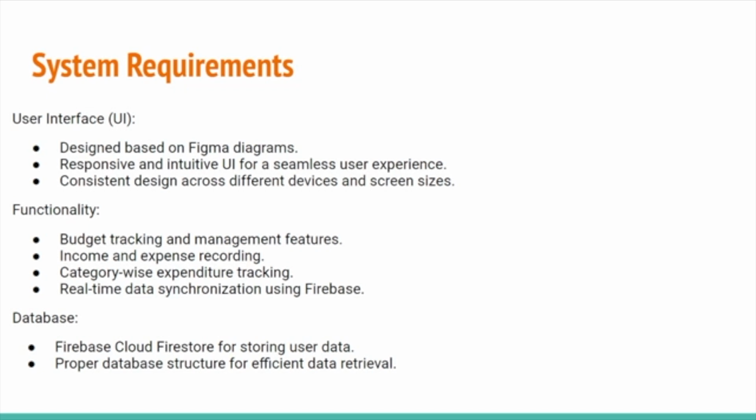Our app is equipped with robust budget tracking and management features, empowering users to take control of their finances. It goes beyond offering a comprehensive system for recording both income and expenses. One standout feature is the category-wise expenditure tracking, allowing users to gain insights into their spending patterns. To ensure real-time data accessibility, we've implemented Firebase for seamless data synchronization. This means that any update made on one device instantly reflects across all others, providing users with up-to-date financial information.